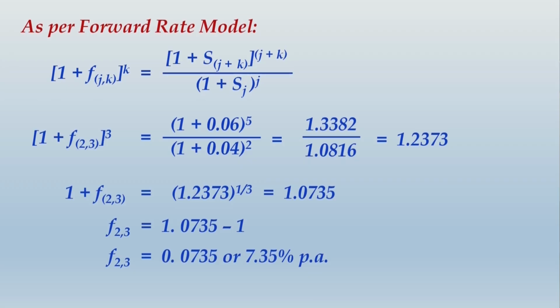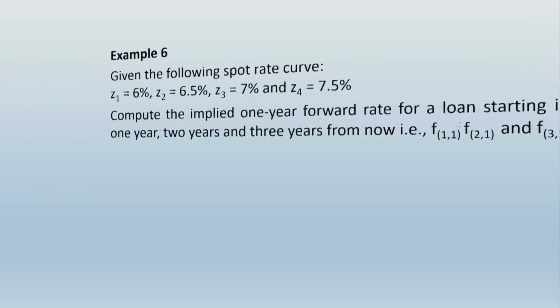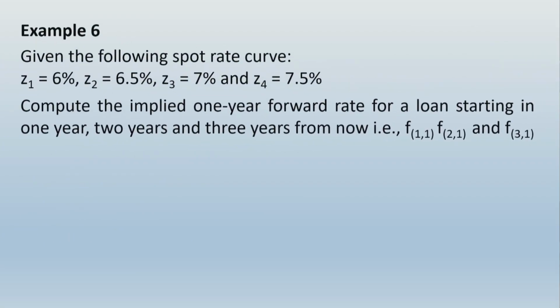Alright friends, after completing this, let's move on to the next practice question, that will be question number 6. Again same thing, I'll give you 2 minutes to try out the calculation. Here you have to figure out 3 forward rates, that is F1, 1, F2, 1 and F3, 1. I won't say a word, you have 2 minutes and your time starts now. Alright friends, I have given you enough time to attempt this.